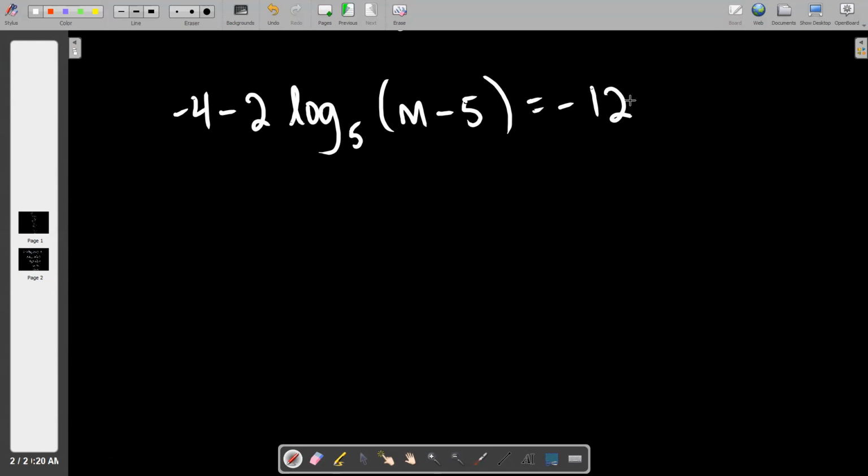Who has to go first? Say, yeah, how do we tackle that? Add 4, right? So that leaves us with -2 logs.